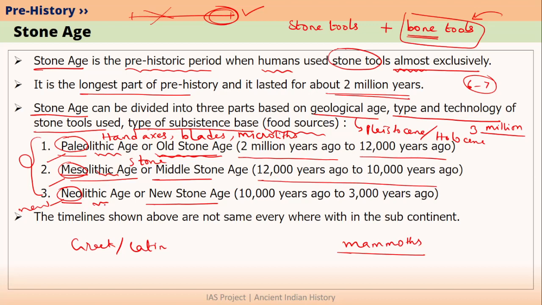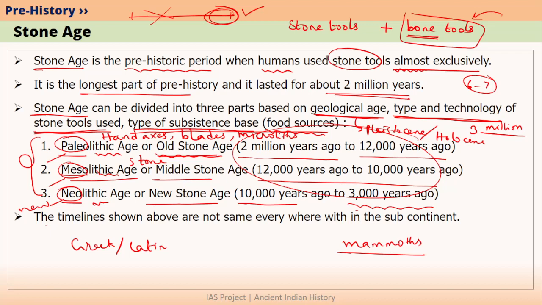Neolithic Age is the latest age in the Stone Age because it started somewhere around 10,000 years ago and it lasted nearly up to 3,000 years ago. We must also remember that the timelines which are shown above are not fixed or the same for every place within the subcontinent, because in some places these ages started a little earlier compared to other places.